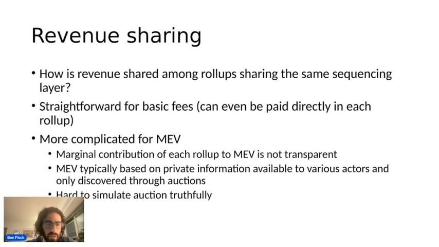Well, the marginal contribution of each rollup to MEV is not transparent. In fact, with MEV, there is no real public deterministic function that you can just run on a given ordering to determine what the MEV is. Rather, MEV is typically based on private information available to various actors in the system and is only discovered by running auctions and figuring out what different actors will bid. You might think we could simulate the auction with each rollup independently, but it's very hard to simulate an auction truthfully if it's not being run for real. So this is a hard problem, and I'm leaving it as an open question that needs to be solved.